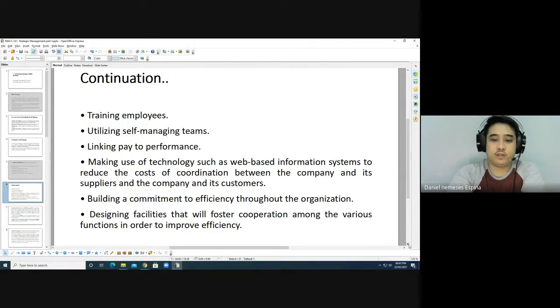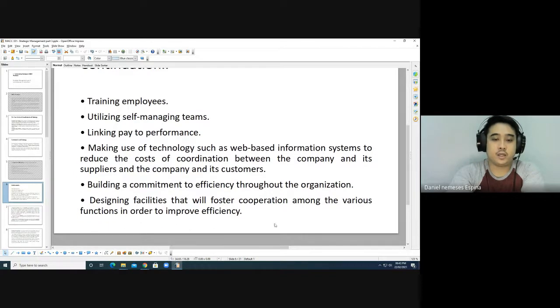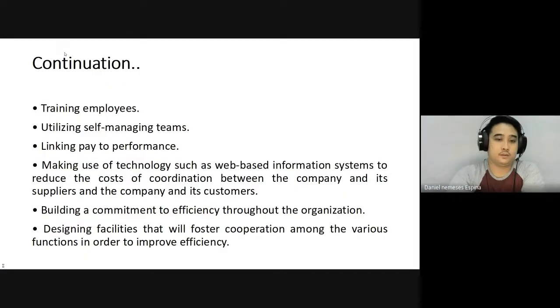Building a commitment to efficiency throughout the organization. And lastly is to design facilities that will foster cooperation among the various functions in order to improve the efficiency.